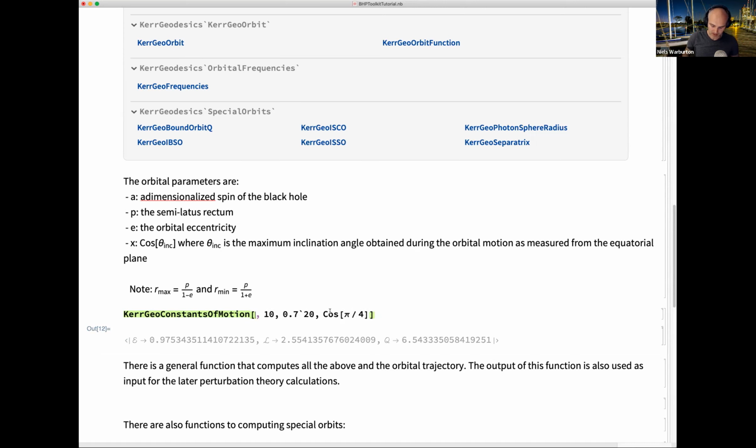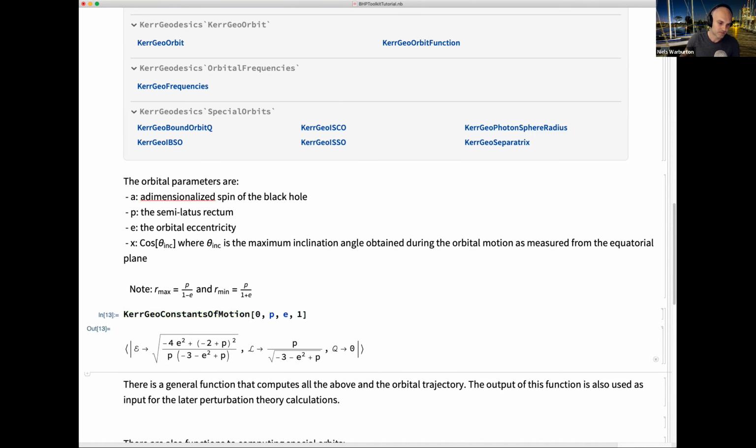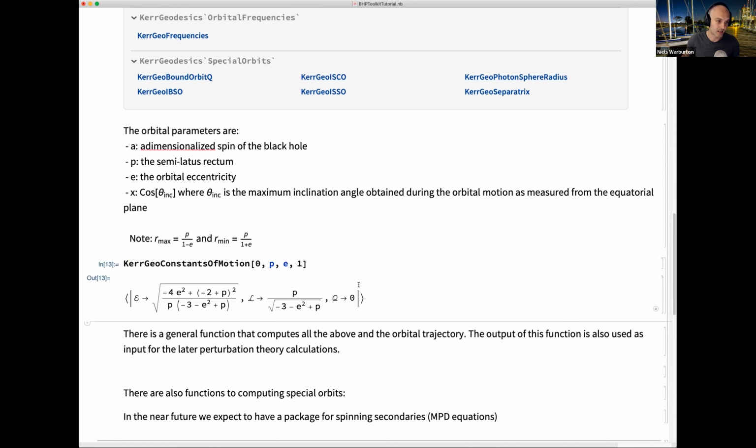The other thing that's worth pointing out is that sometimes, not always, we do know analytic formulas for these things. So in a simple case with Schwarzschild, so a equals 0, we set p and e, and then we just set the inclination angle to 1. And then we can actually get the analytic equations for the energy in terms of these other constants of motion, likewise for the angular momentum.